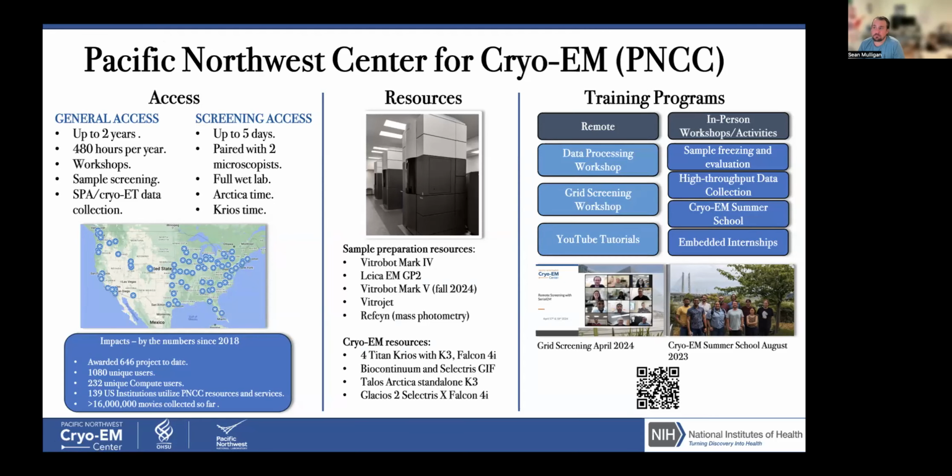PNCC has two types of proposals: screening access and general access. Screening access allows you to come on site for up to 5 days of sample preparation and screening with staff assistance. This proposal is aimed at low resource institutions. Our other proposal type, general access, awards up to 480 hours of microscope time a year for 2 years. This time can be used for screening or data collection.